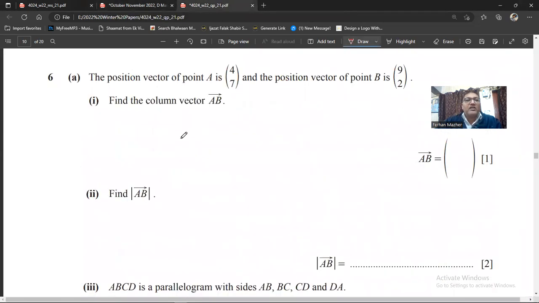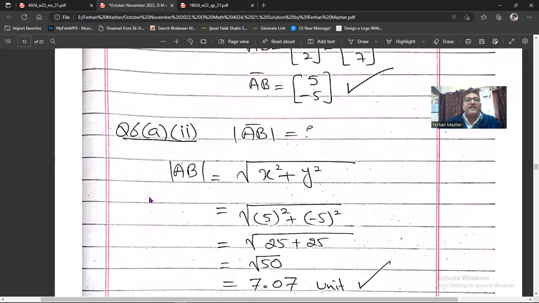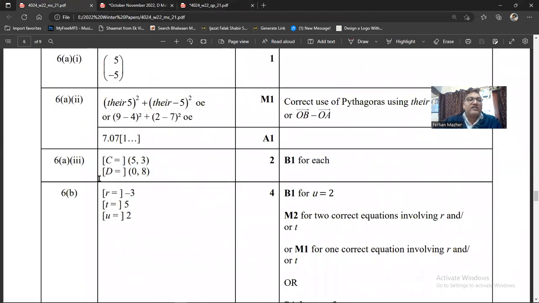This is the solution. Question number 6A, second part, he says find the magnitude of AB. And we have the AB column vector, and we can find its magnitude very easily. The formula for the magnitude is the square root of x squared plus y squared. So you will have the square of 5 plus the square of minus 5. So that will be the square root of 25 plus 25, which is the square root of 50, and that will be 7.07 units. So 7.07 is the right answer.